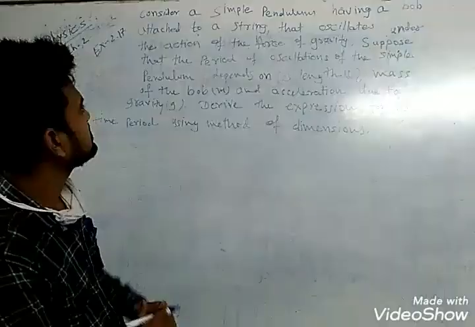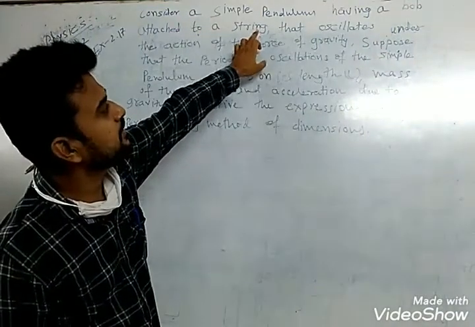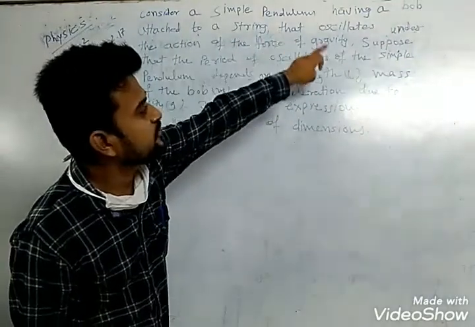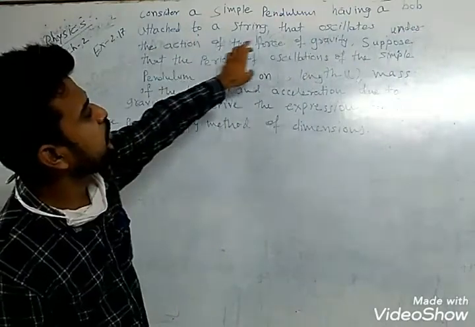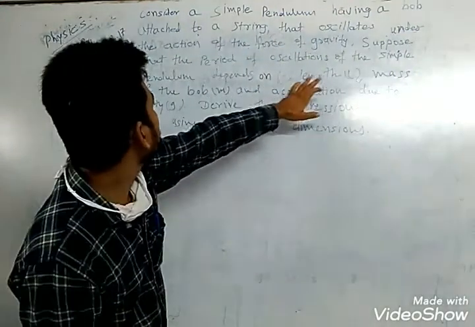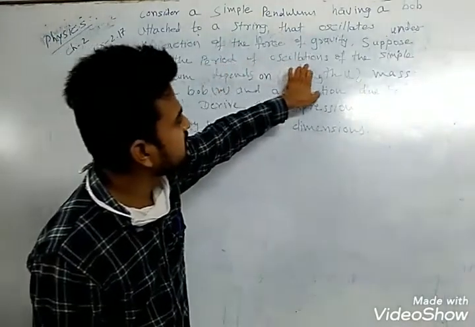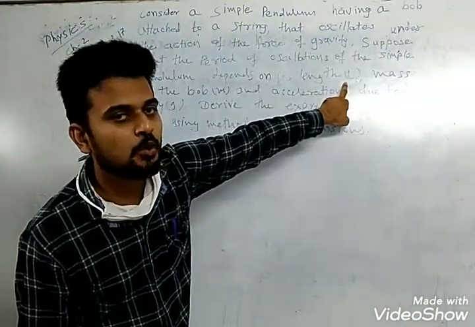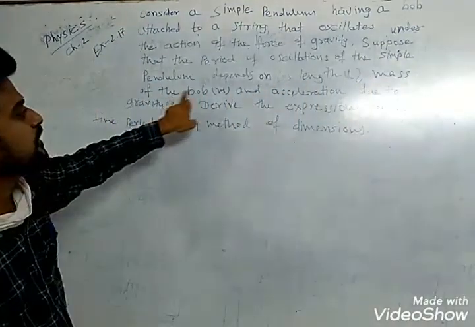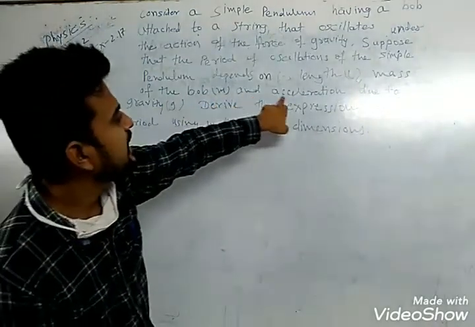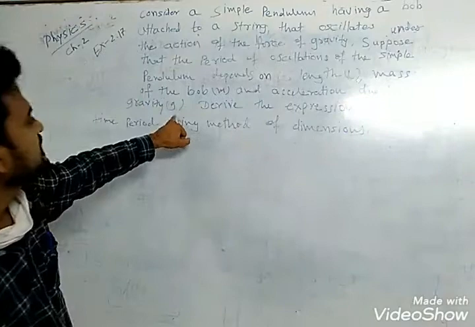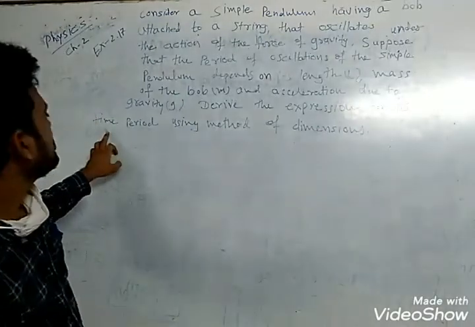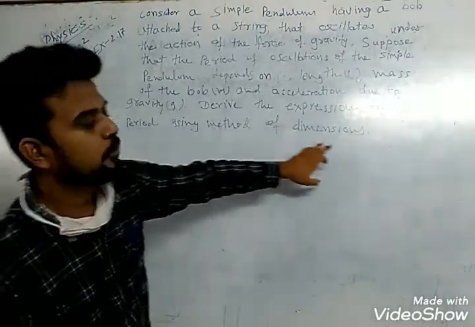Question 17. Consider a simple pendulum having a bob attached to a string that oscillates under the action of force of gravity. Suppose that the period of oscillations of the simple pendulum depends on its length l, mass of the bob m, and acceleration due to gravity g. Derive the expression for its time period using the method of dimensions.